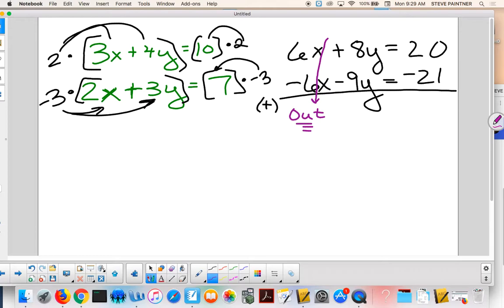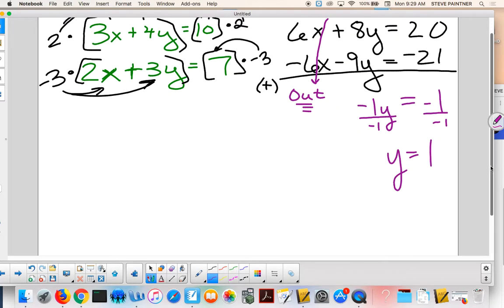Out with the x's, they're gone. What did the y terms add up to? 8y. Take away 9y. Make what y? Negative 1. Negative 1y. And 20. Take away negative 21. Negative 1. Negative y equals negative 1. But you want positive 1. Only way to get rid of the multiplier. Do a little quick division and you get what? 1. There you go. Y is 1.